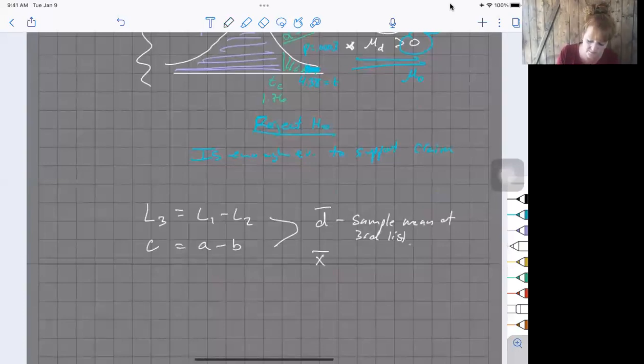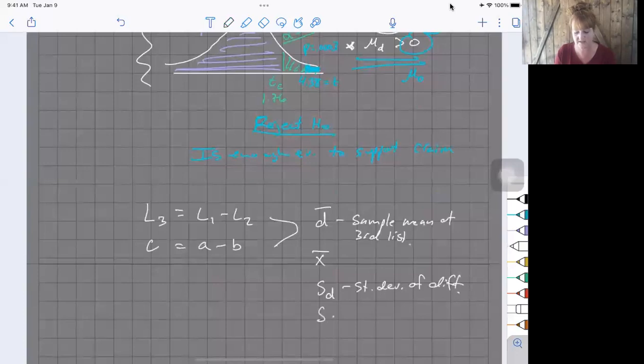And likewise, sometimes your book will use S sub D for the standard deviation of the difference, but your calculator will still put S sub X. So I just want you to be aware of that. I will be using these notations that your calculator uses, but I want you to be aware when you're looking at the book and the computer that sometimes they use that notation, and that's what they mean in that scenario.